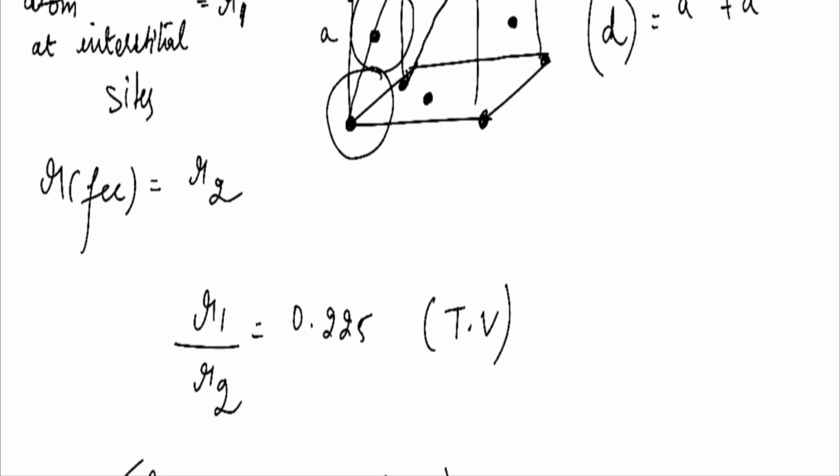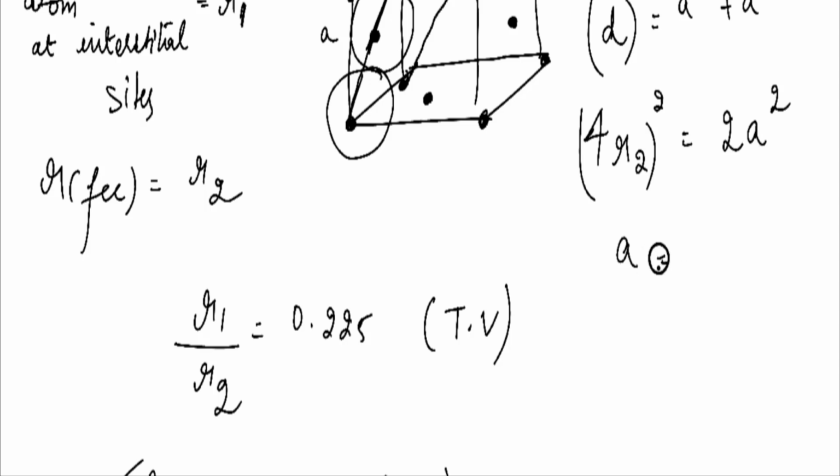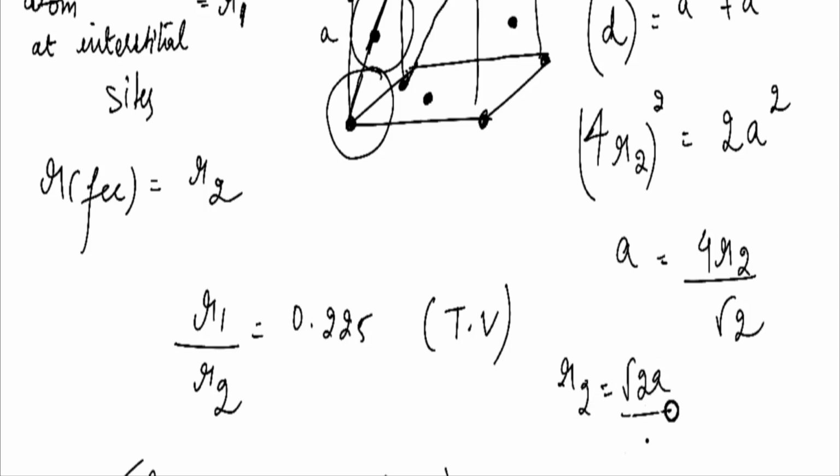Right, now what will be D? This will be R2 plus 2R2 plus R2. So that is going to become 4R2, right? This will become 4R2 square is equal to 2A square, right? So from here we will get A is equal to 4R2 by under root 2, right? Or we can say that R2 is equal to under root 2A by 4. This is the relationship, okay?